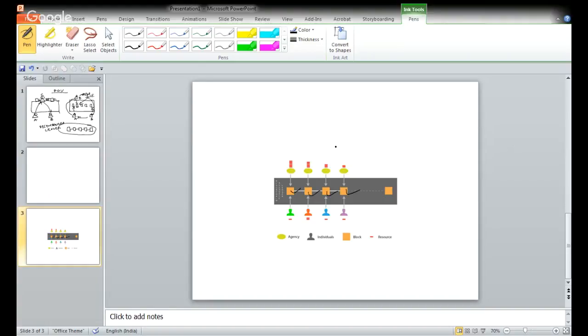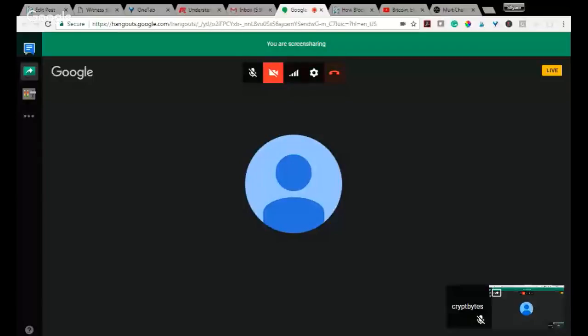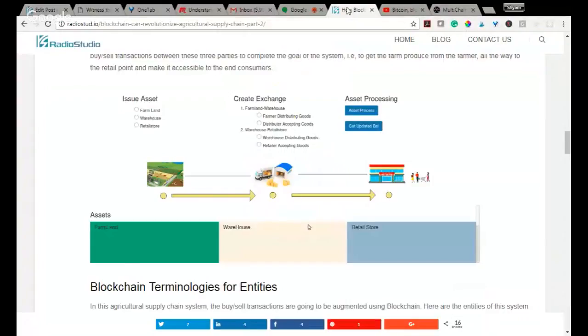Let me show you one more application, so I'm just sharing my screen again. I just unshared it. One of the most common use cases of blockchain we always come across is the supply chain network. I just reshared my screen.